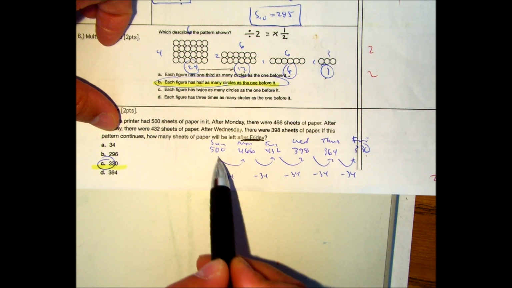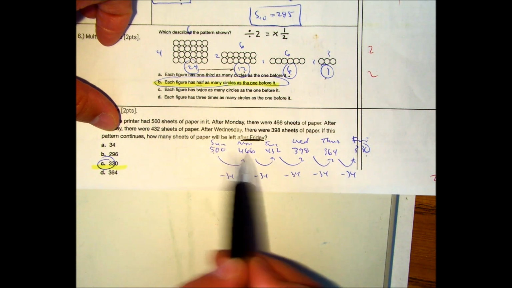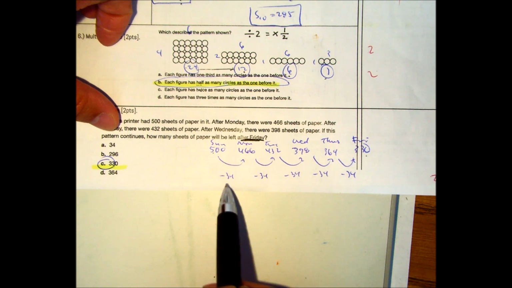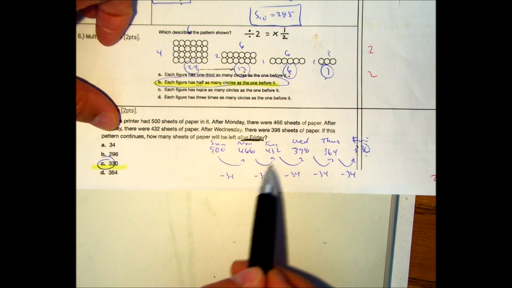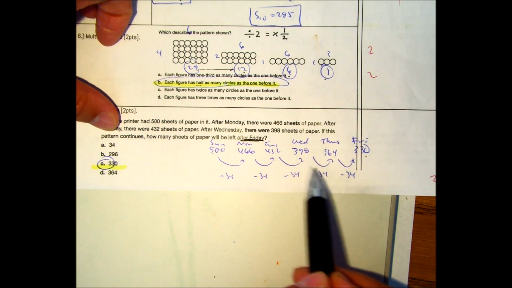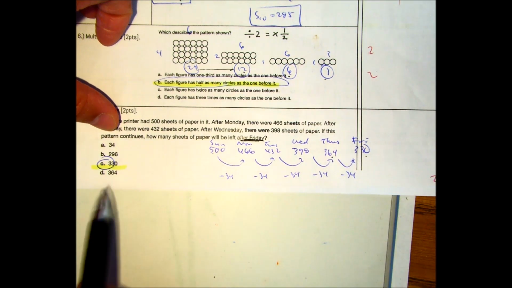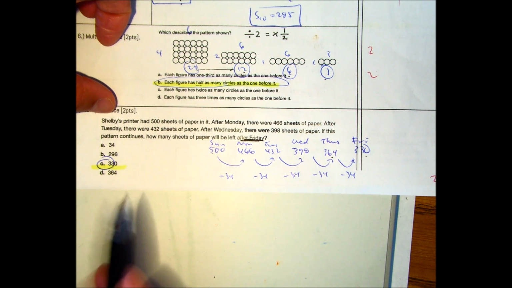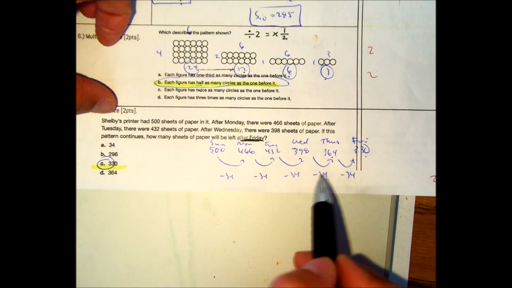So if I recognize what's happening, I just put in my calculator 500 minus 466. I'm subtracting 34. That means on Thursday there's 364. The common distractor or wrong answer would have been D. That's wrong. You subtract another 34, you get 330. The correct answer is C, 330.